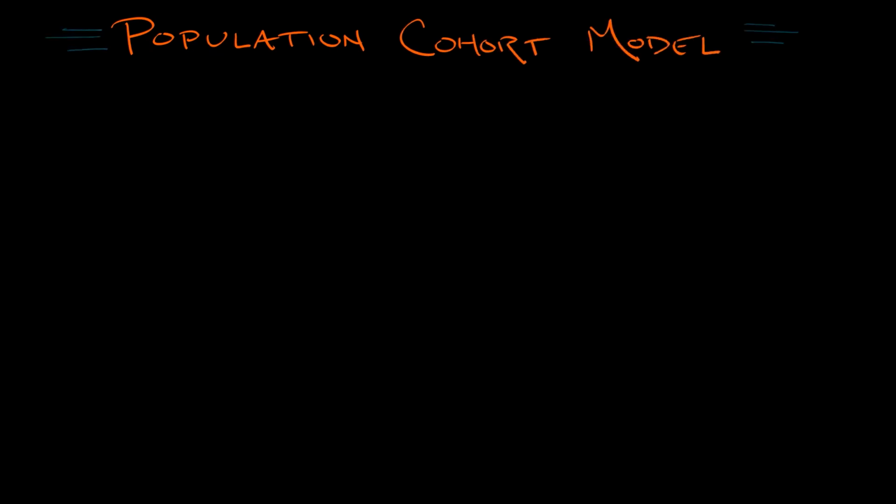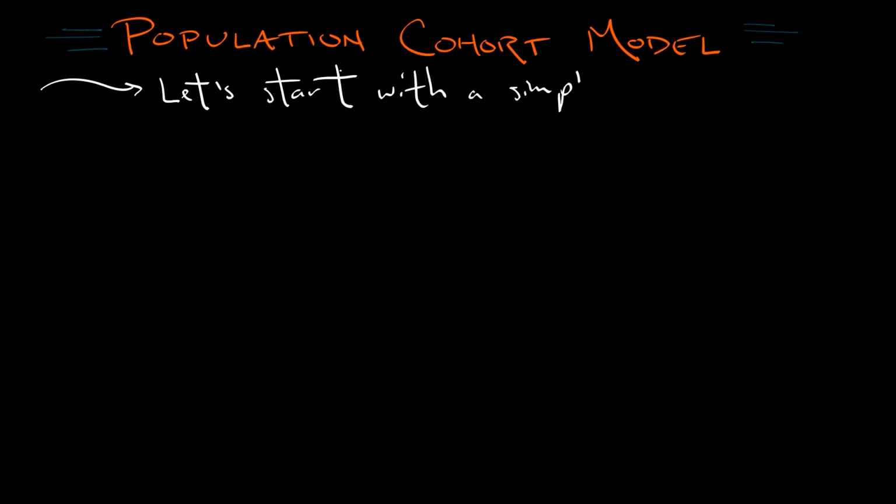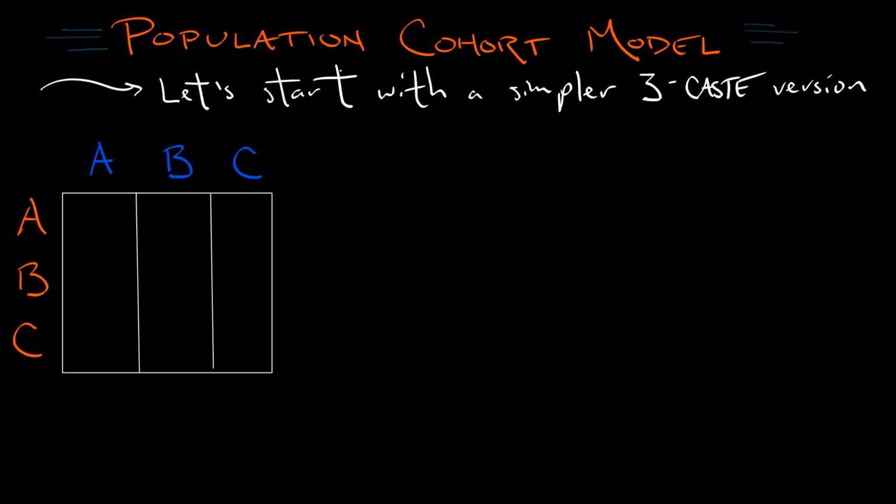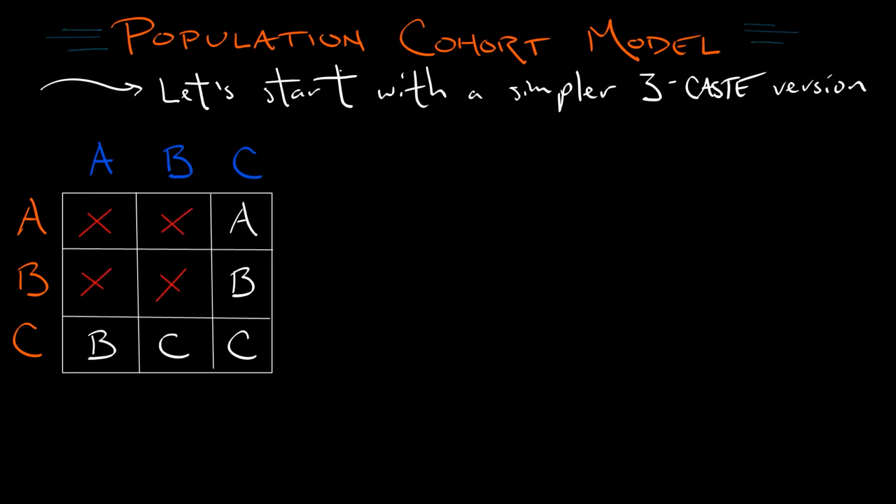Now, this is going to get kind of complicated, so the first thing we're going to do is simplify. Let's start with a simpler 3-caste system. So our castes are now A, B, and C, C being the lowest, and we can build a reproduction table just as before that outlines the permissible pairings and the castes of the offspring of such pairings.